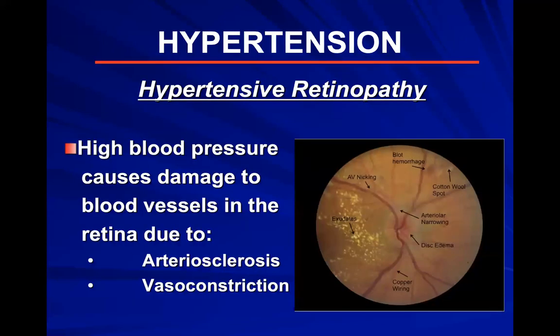Hypertension is another important systemic disease that affects the eye. As you see here, the high blood pressure causes damage to the blood vessels, and it's usually due to arteriosclerosis or vasoconstriction. And you can see, unfortunately, the exudates, the copper wiring. It can cause disc edema.